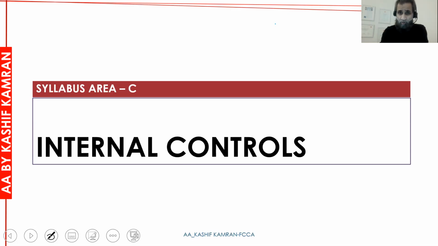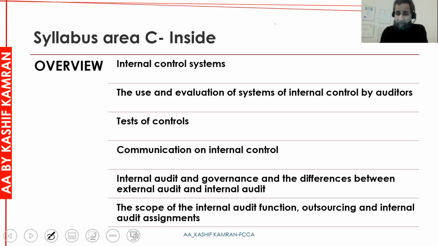Let's see the breakdown of syllabus area C. As per the syllabus guide published by the AA examining team, there are 6 areas inside syllabus area C. The first one is internal control systems. The second is the use and evaluation of the system of controls by the auditor. Then test of controls, a very important area from an examination point of view, and communication on internal controls. Then internal audit and governance, and the difference between internal and external audit, which is more like a knowledge area.